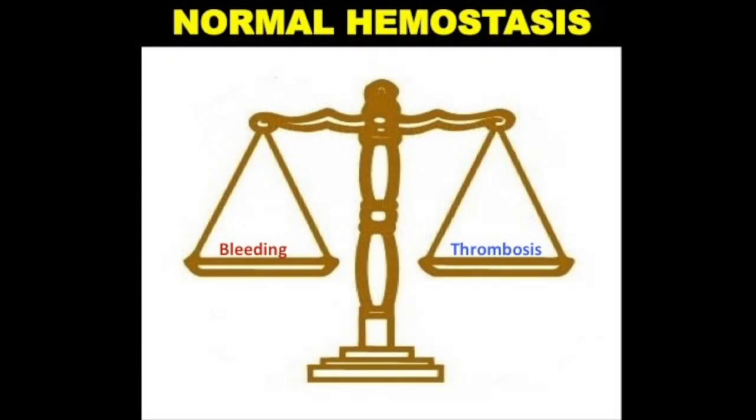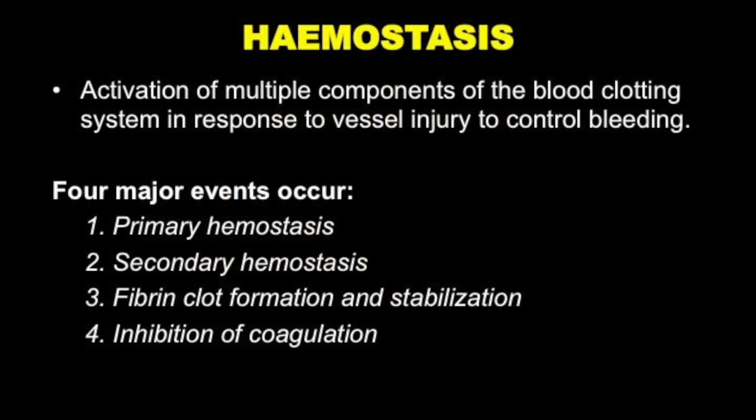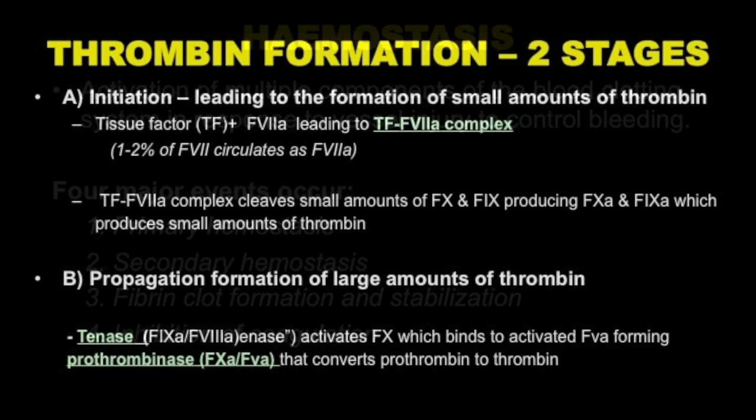So normal hemostasis is a balance between bleeding and thrombosis. When you have impaired clotting, you get hemorrhage, and when you have excessive clotting, you get thrombotic complications. Hemostasis is activation of multiple components of the blood clotting system in response to vessel injury to control bleeding. It has 4 major events: primary hemostasis, secondary hemostasis, fibrin clot formation and stabilization, and inhibition of the coagulation. So these are the details.